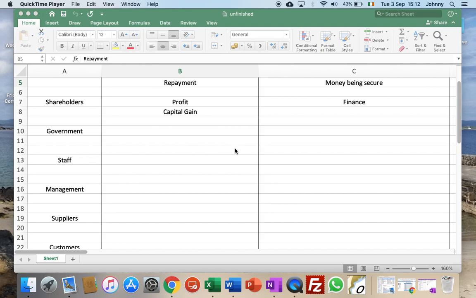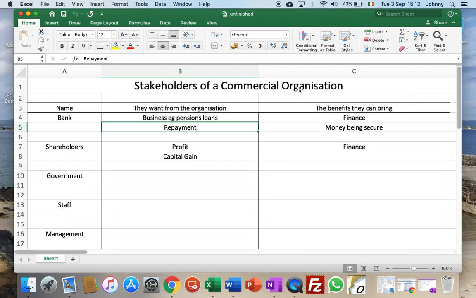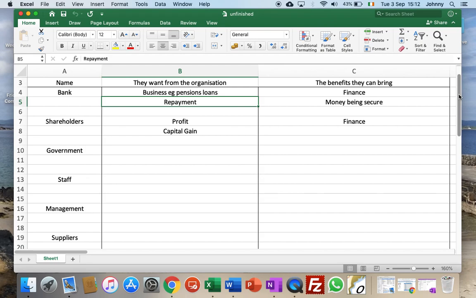So we're looking here at the document that we were working on in class before. This one is obviously incomplete. The different stakeholders of commercial organizations, and we just have a typical one here. We're looking at why conflict happens. Conflict happens because, focusing primarily on what these stakeholders want from the organization, there seems to be some kind of incompatibility. The things that one stakeholder wants may not be compatible with something that another stakeholder wants.